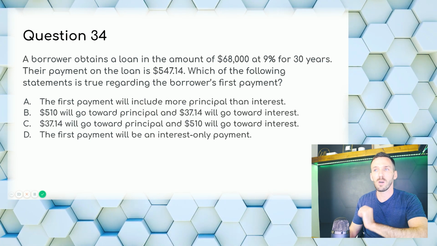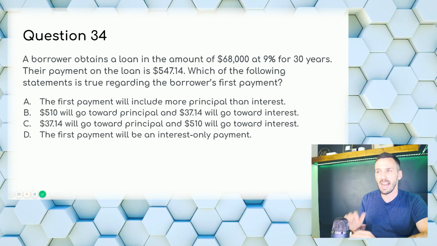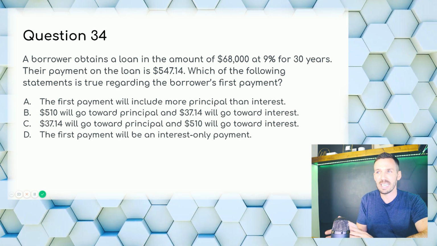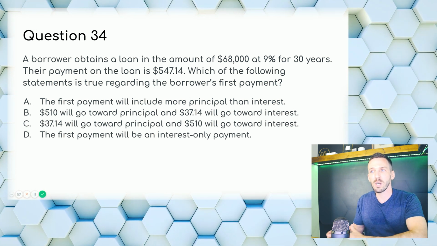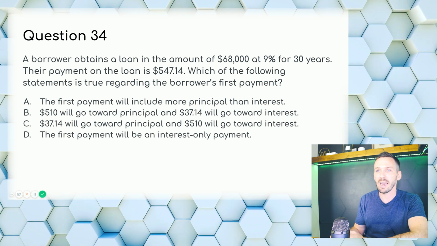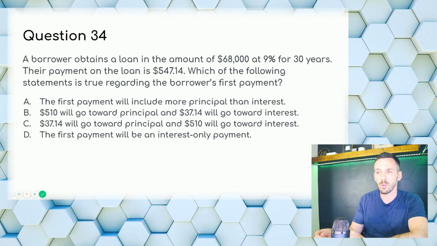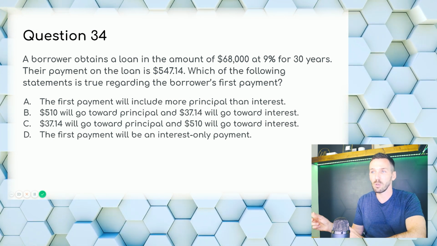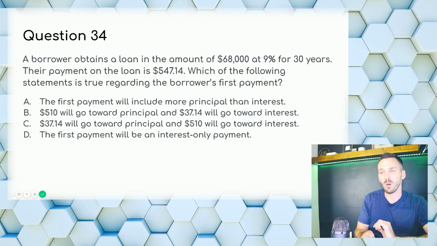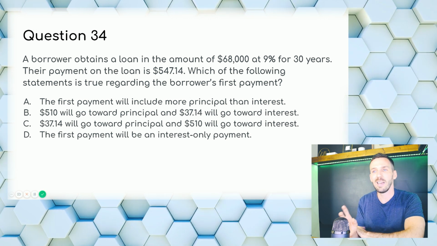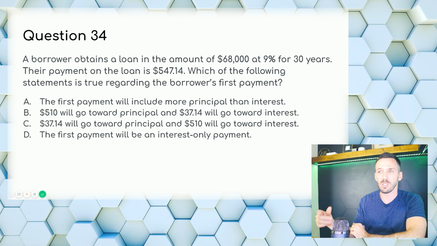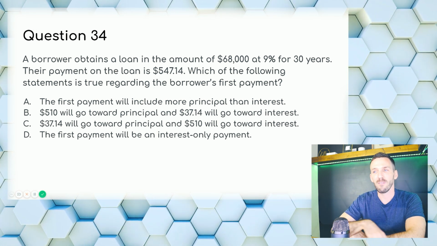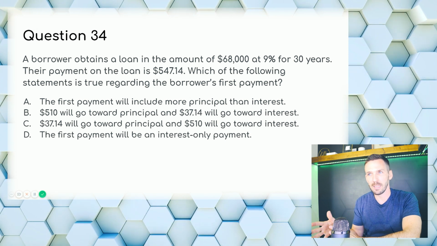Question 34. A borrower obtains a loan in the amount of $68,000 at 9% for 30 years. Their payment on the loan is $547.14. Which of the following statements is true regarding the borrower's first payment? A, the first payment will include more principal than interest. B, $510 will go towards principal and $37.14 will go towards interest. C, $37.14 will go towards principal and $510 will go towards interest. D, the first payment will be an interest-only payment.